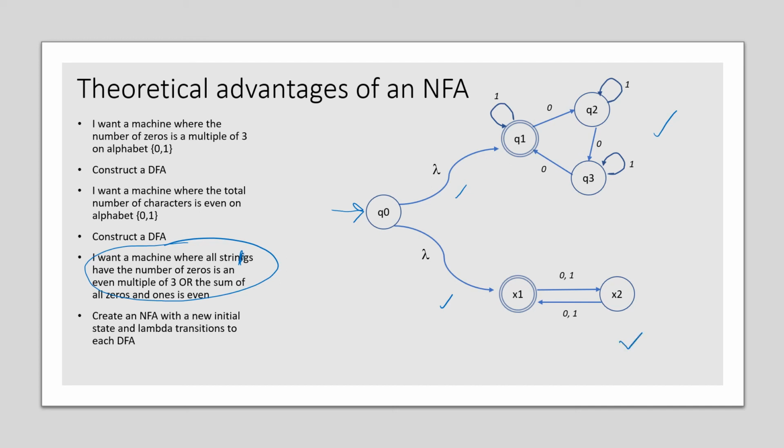So this is an advantage of using an NFA. You just take your 2 DFAs and add Lambda transitions. So any string that you would put in here, you could take the jump to either one of these 2 situations.